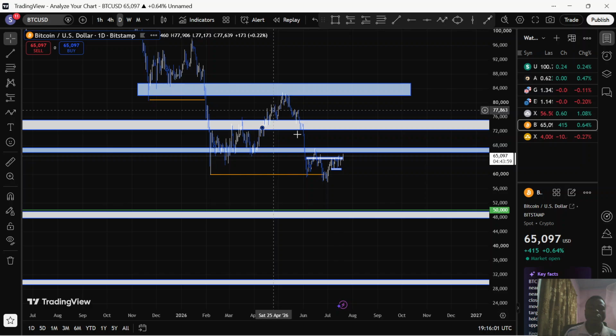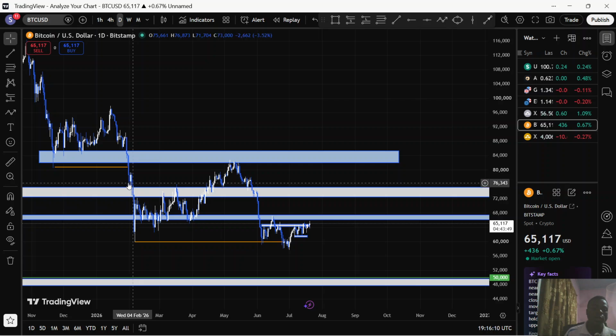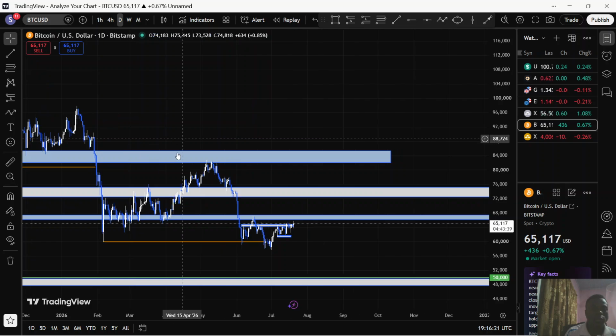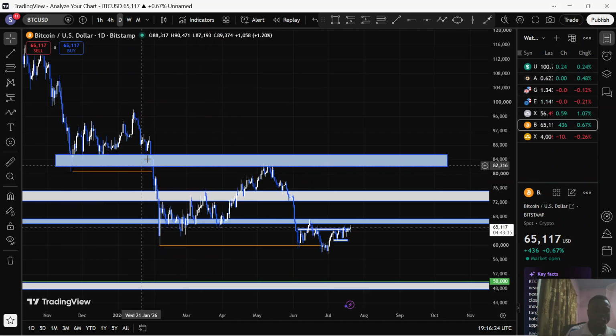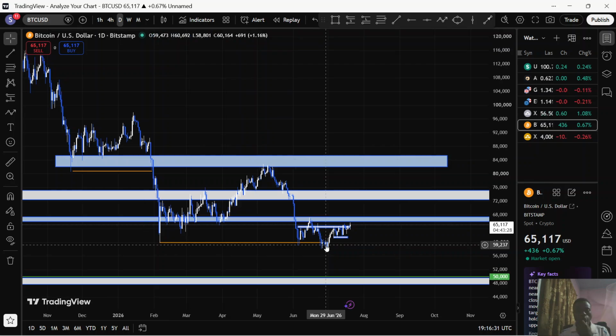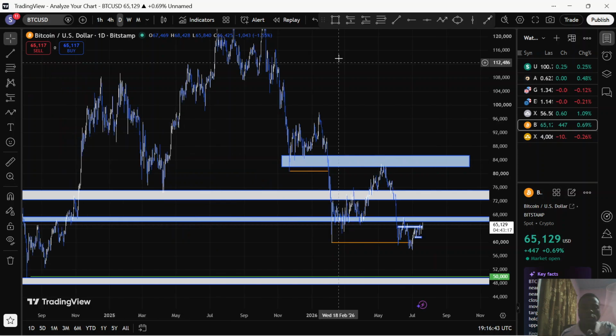But from here, after that change of character happened on the higher time frame, I waited for a pullback, which did happen, but I didn't get into the trade. Why? Because this was not my zone. I had my zone somewhere else. It's after we had this break of structure here that I spotted the zone. I was like, why did the price reverse from here? Because I had my zone, let me see, somewhere here.